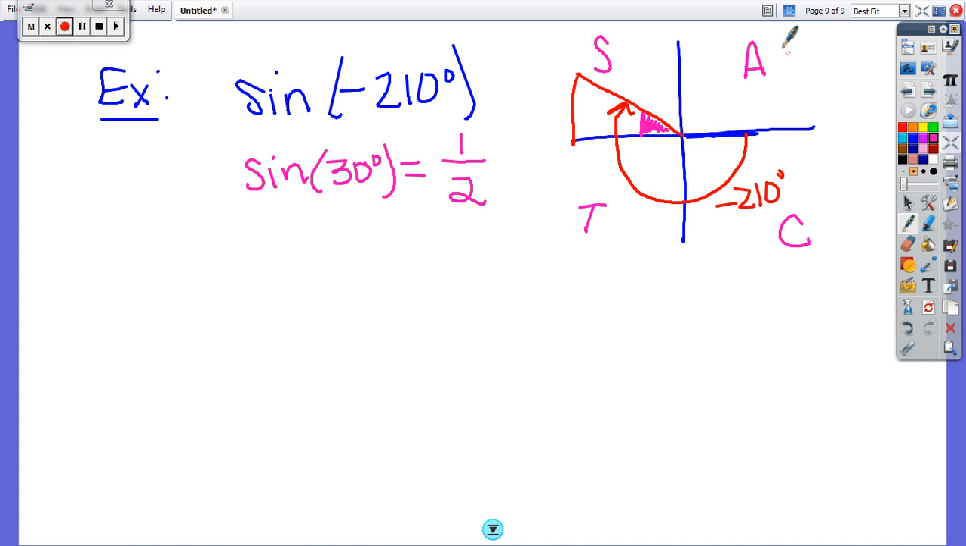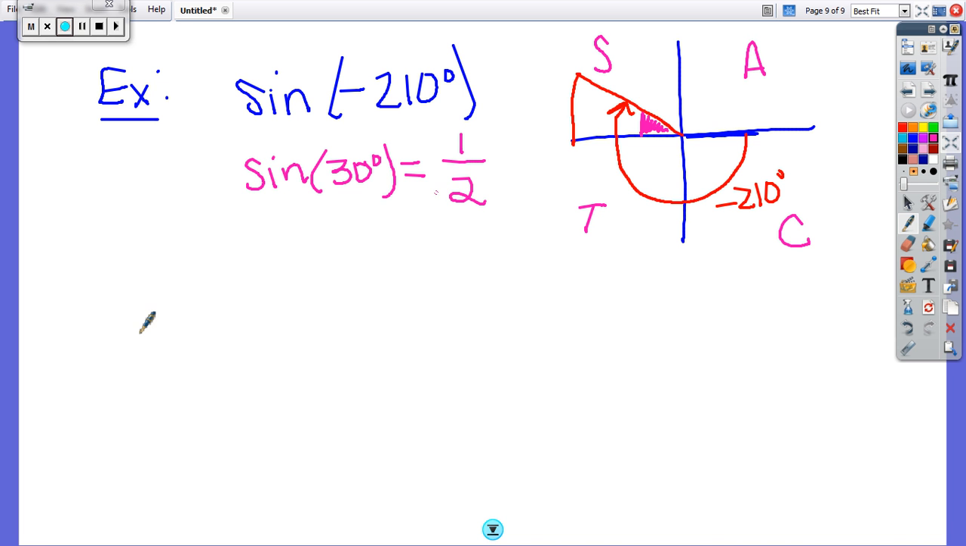So in quadrant 1, all of the trig functions are positive. In quadrant 2, only sine is positive, because it's an S. In quadrant 3, only tangent is positive, and in quadrant 4, only cosine is positive. So since this angle, negative 210, is in quadrant 2, I know that sine is going to be positive. So I'm going to have positive 1/2.